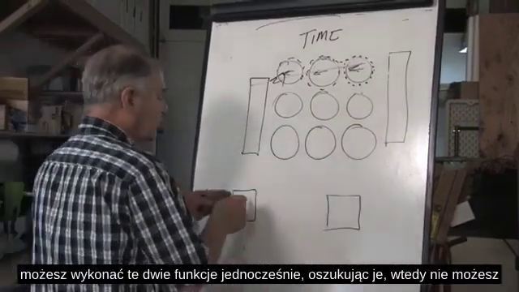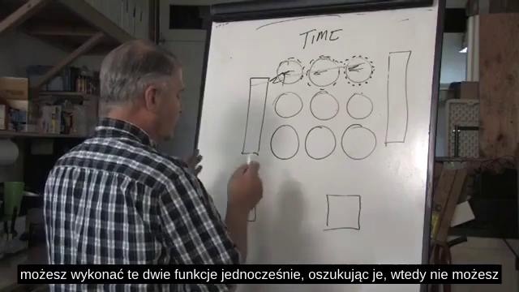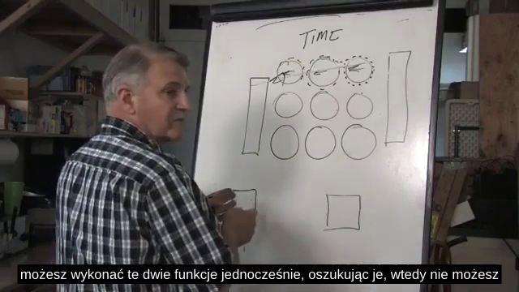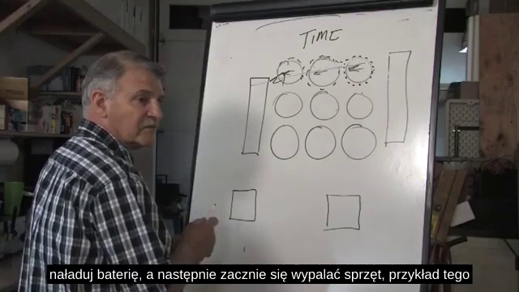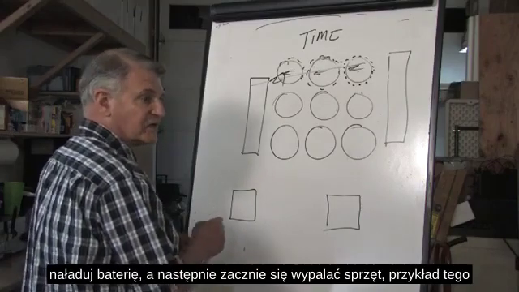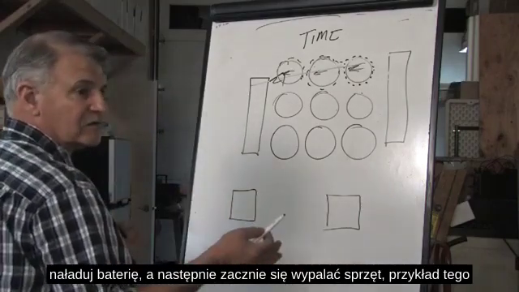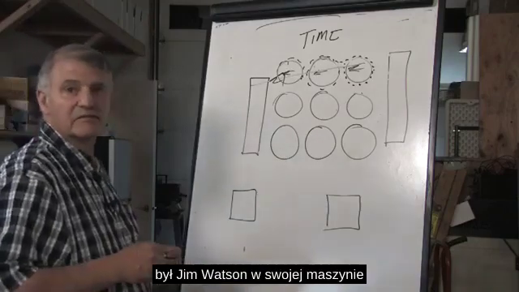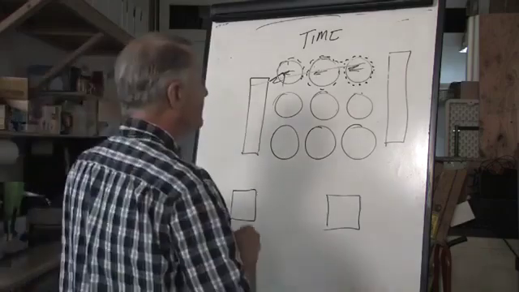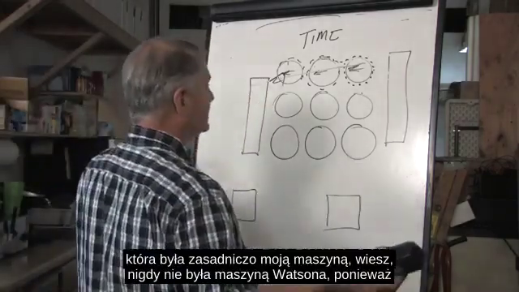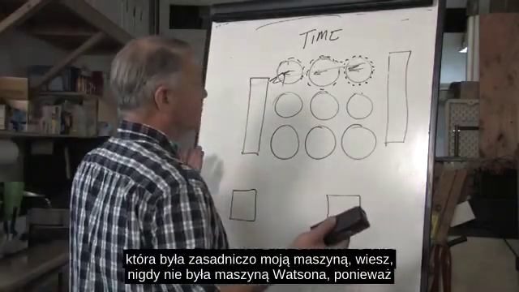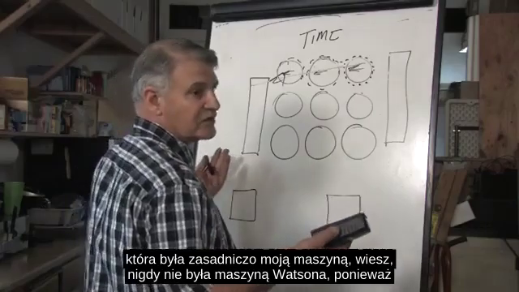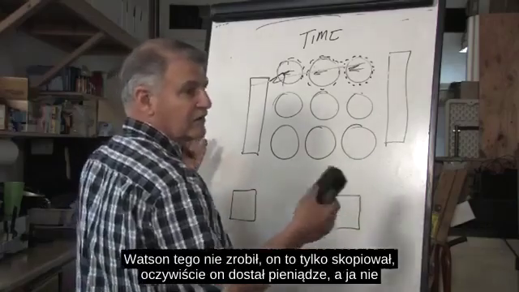You see, if you can perform the two functions at one time by tricking it, then you can't recharge the battery. Then it starts to burn out equipment. An example of that was Jim Watson and his machine, which was basically my machine. It was never Watson's machine because Watson didn't make it. He only copied it.